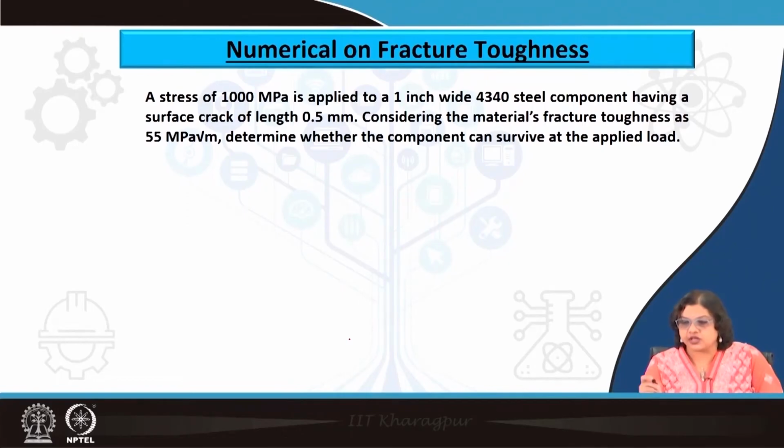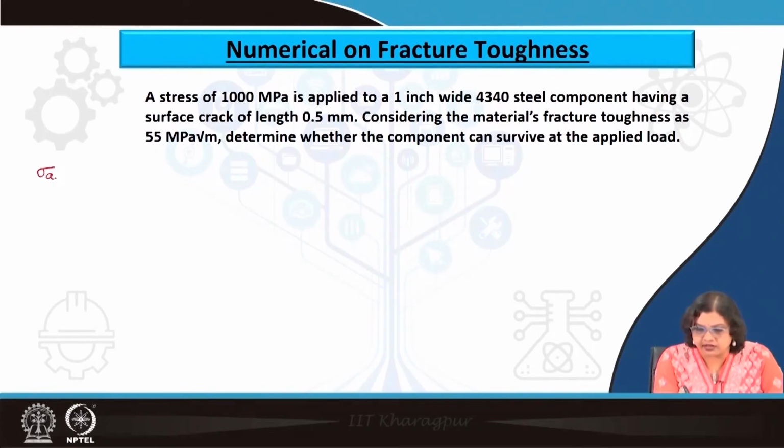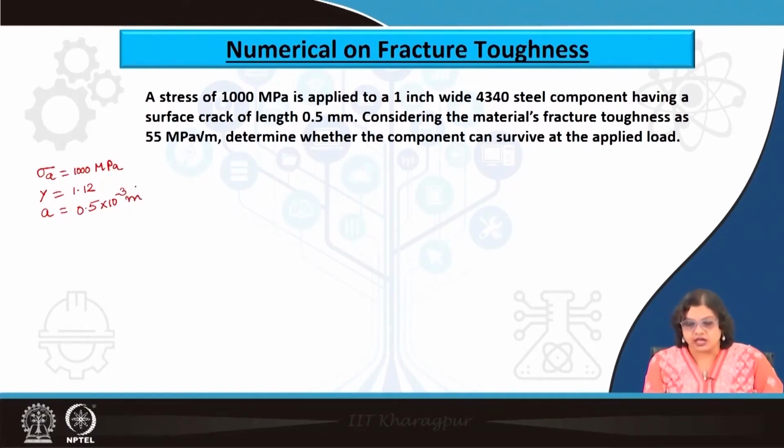What it says is that a stress of 1000 MPa is applied to a 1 inch wide 4340 grade steel component having a surface crack of length 0.5 millimeter. Okay. So, that means sigma a here is 1000 MPa and we have a surface crack, that means an edge crack, and of course for that the y value should be 1.12 and a is given by 0.5 into 10 to the power of minus 3 meter, since we need to consider length in meters and stress in MPa.